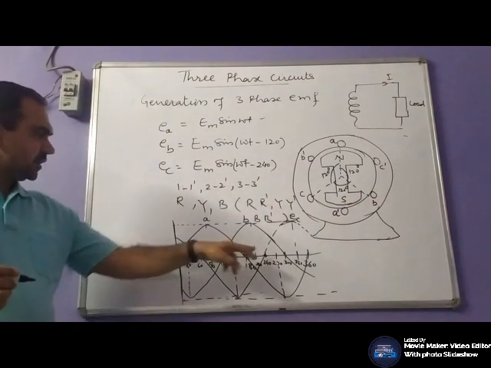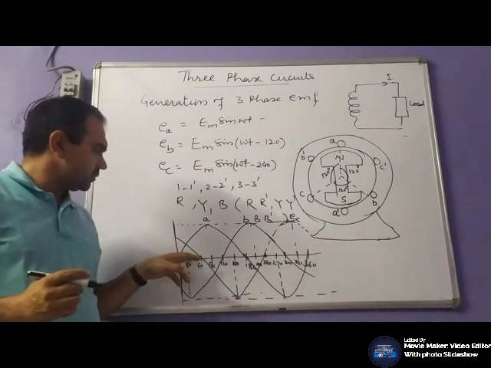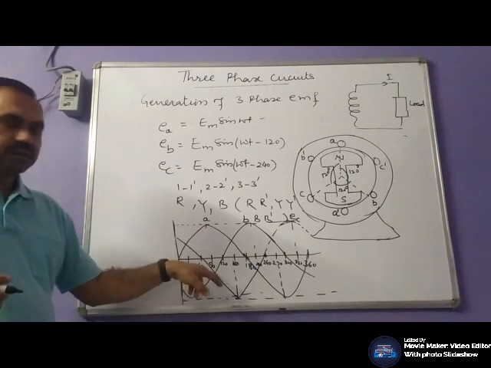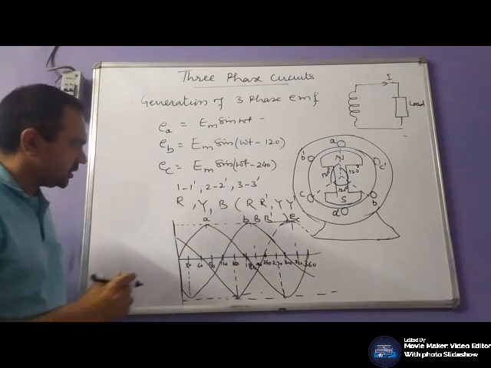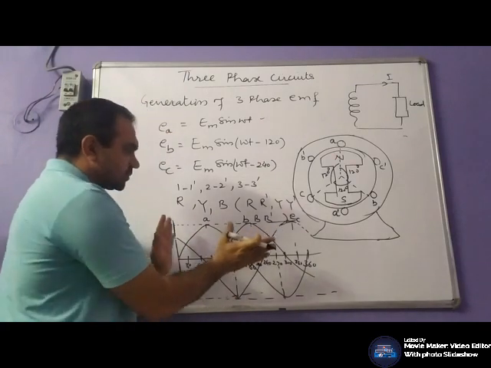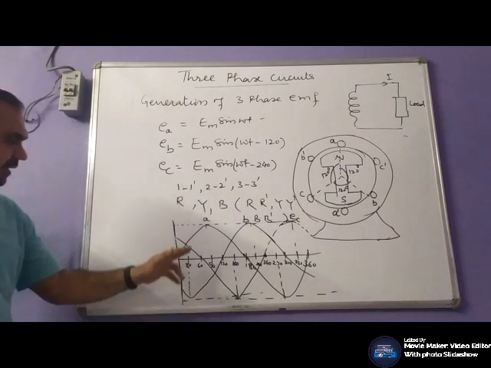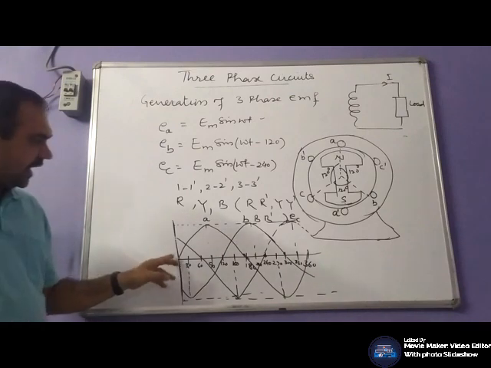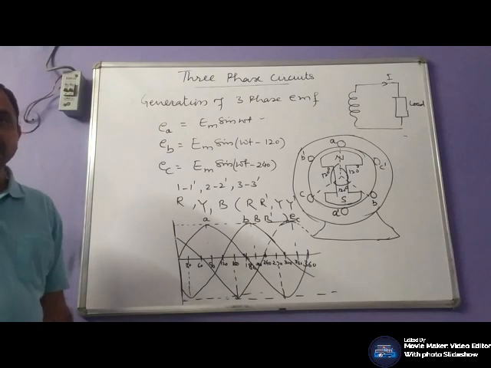And you will observe that at any instant the net EMF would be 0: equal and opposite, maximum, negative maximum. All the three phases are displaced by an angle of 120 degrees. Their maximum values will be displaced by 120 degrees, their zero points will be displaced from each other by 120 degrees, and their negative maximum values are also displaced by 120 degrees.